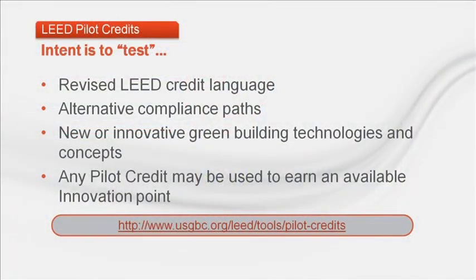In addition to project teams being able to come up with their own ideas, the U.S. Green Building Council developed a pilot credits library so that the same innovations can be used on multiple projects. The intent of this library is to test credit language or alternative compliance paths for such technologies or concepts. As long as the project team has not used all the innovation points, these credits are open for LEED users on a pilot basis. The present pilot credits can be viewed online.